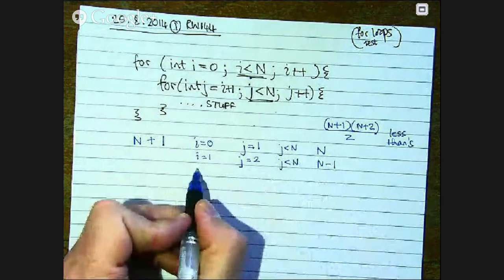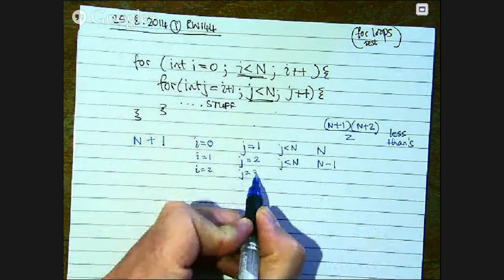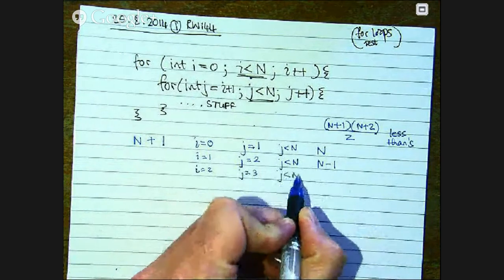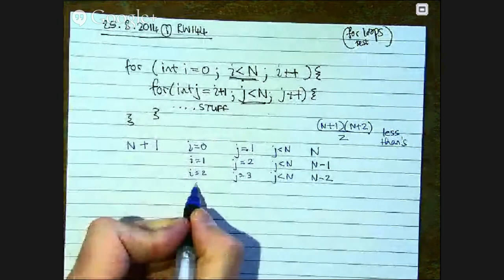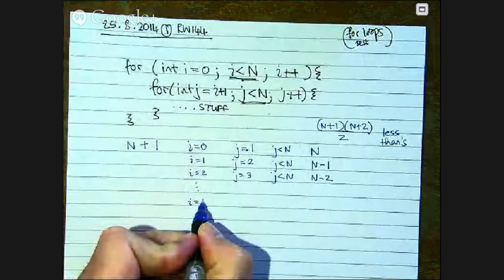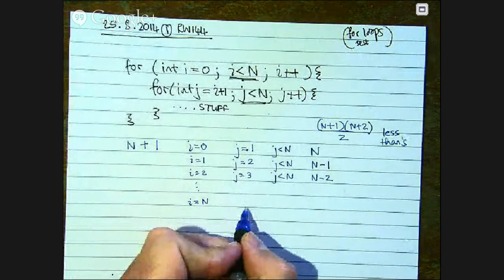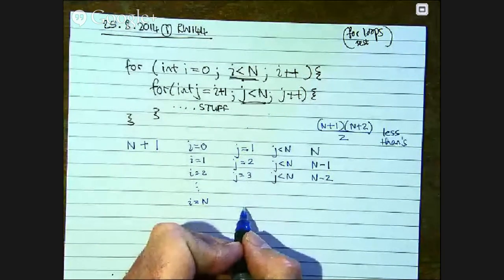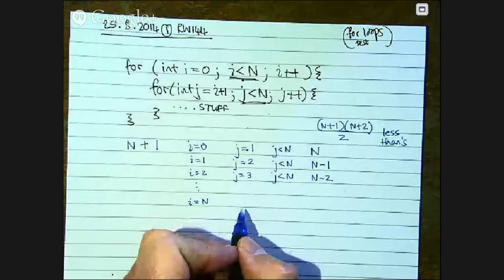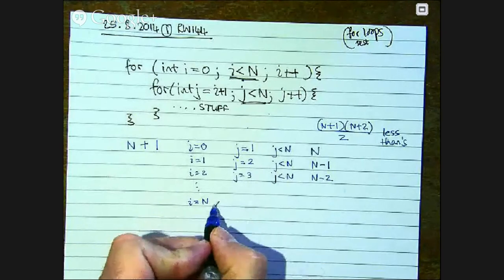Ah, okay, now it becomes clear. When i is 2, j is 3, so n minus 2, and all the way down to i equal to n. Is that right, Josh? What will j be? n plus 1. No, it won't. It will break at the comparisons.